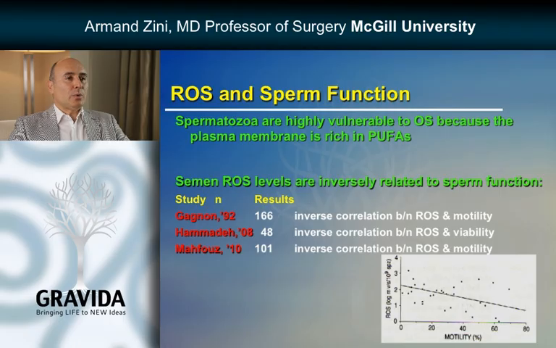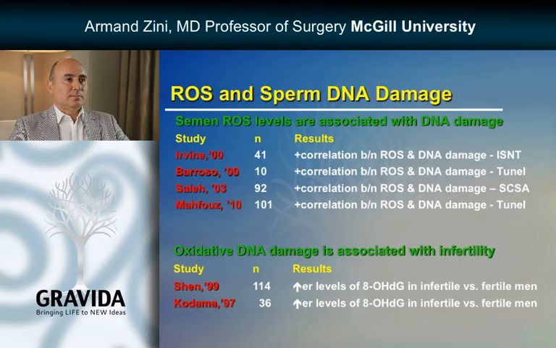So a number of studies have shown that there is an inverse relationship between the production of semen reactive oxygen species and sperm function such as motility and viability. And we think that it is related to the fact that spermatozoa are very vulnerable to oxidative stress because of their plasma membrane characteristics. Semen ROS levels are associated with DNA damage, which is a new marker of sperm function, and several studies have shown this using different assays of sperm DNA damage. We also have shown that oxidative DNA damage is associated with infertility. Again, another marker of oxidative stress that has been related to infertility.